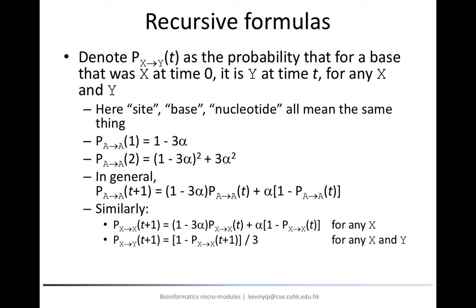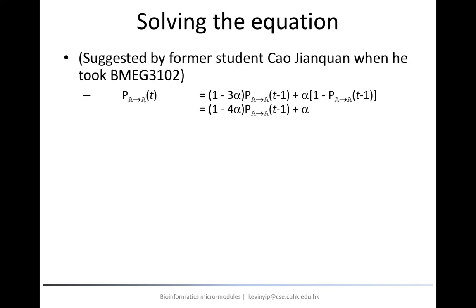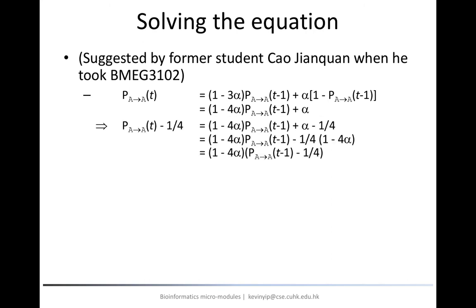Now, we solve this recursive formula to get a simple solution for p A to A bracket t. The first step is to simplify the right-hand side by rearranging some terms. Then we use a trick here to subtract 1/4 from both sides. The reason is that we can then rearrange the terms on the right and end up with this formula that has a form highly similar to the one on the left, except that the time is changed from t on the left to t minus 1 on the right. And there is an extra multiplication factor of 1 minus 4 alpha.